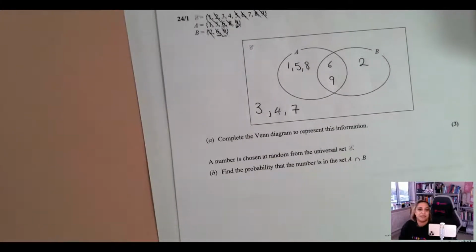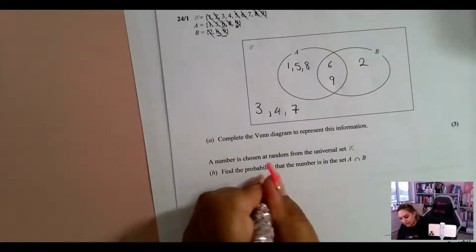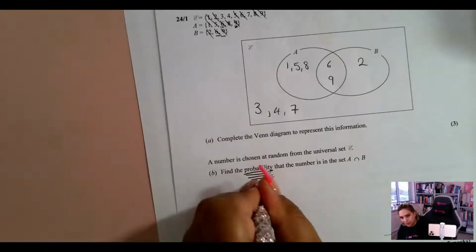So now it's telling me a number is chosen at random from the universal set. Find the probability that the number is in the set A and B. The minute you see the word probability, your brain is going to go fraction. So you're going to just write a fraction line. And we're talking about the number. So we count. How many?